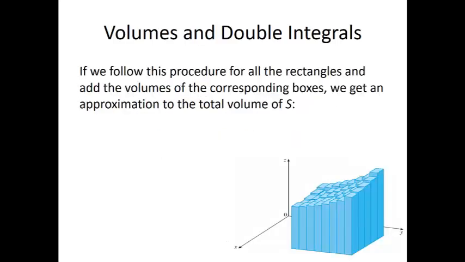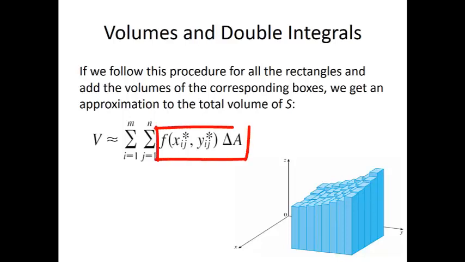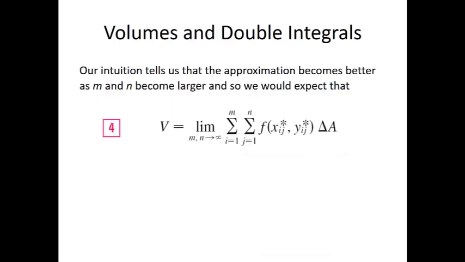If we follow this procedure for all the rectangles and add the volumes of the corresponding boxes, we get an approximation to the total volume of S. What we formed now is a double Riemann sum. So we've taken the volume of each individual box as the height of the box times the area of the base, and then added the volumes of each one of these individual boxes, and this gives us an approximation of that volume of the solid S. Our intuition tells us that our approximation becomes better as m and n become larger.